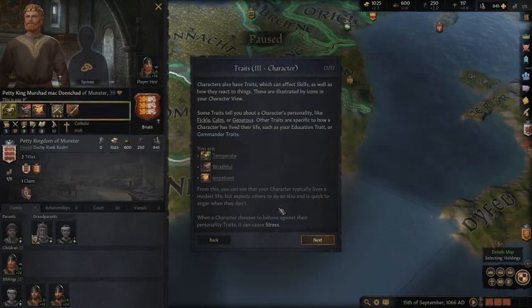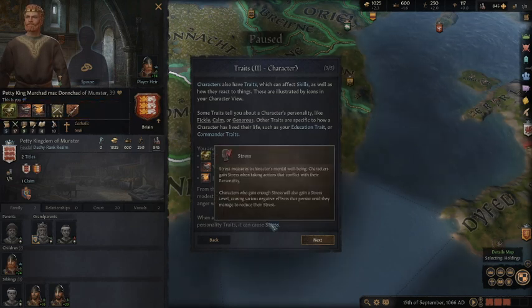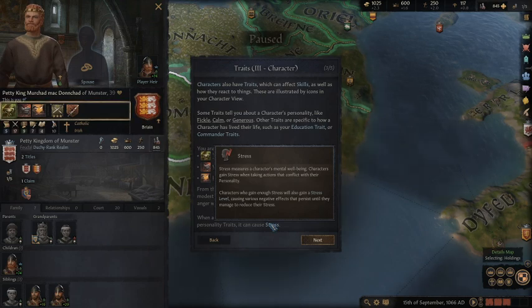From this, you can see that your character typically lives a modest life, but expects others to do so also, and is quick to anger when they don't. When a character chooses to behave against their personality traits, it can cause stress. That's an actual mechanic that's new for this installment of the series. Stress measures a character's mental well-being. Characters gain stress when taking actions that conflict with their personality. Characters who gain enough stress will also gain a stress level, causing various negative effects that persist until they manage to reduce their stress.